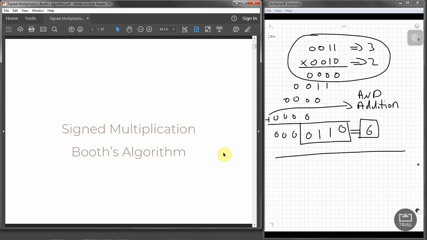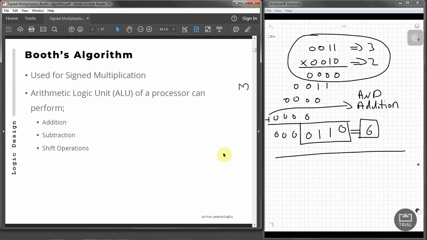So if we consider that, we can use the arithmetic logic unit without a multiplier, and we can perform the signed multiplication. Now, to do that, we need to use the addition operation, the subtraction operation, and the shift operation. Addition and subtraction can be done using an adder-subtractor circuitry, and for shift operations we can use a logical shift, which we can do inside of an arithmetic logic unit. Now, let's get into Booth's algorithm.